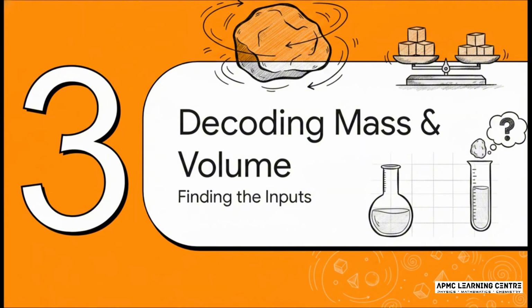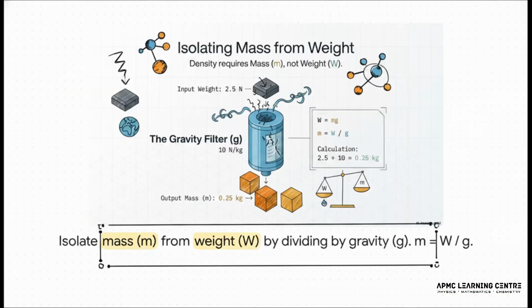Okay, so we've got our formula. But to actually use it, we need to find its inputs, right? Mass and volume. And as we're about to see, that can be a little tricky when we're not dealing with perfect little cubes. First up, let's talk mass. And there's a really crucial distinction we have to make here. Our formula needs mass, the amount of stuff in an object, not its weight, which is just the pull of gravity on that stuff. Luckily, it's pretty easy to find the mass. We just take the object's weight and divide it by the force of gravity.